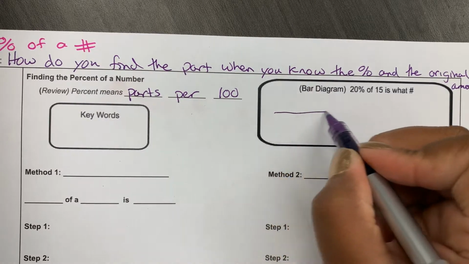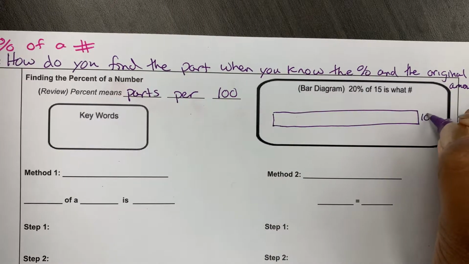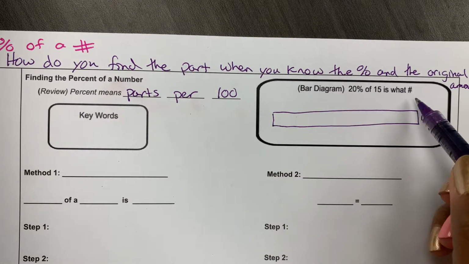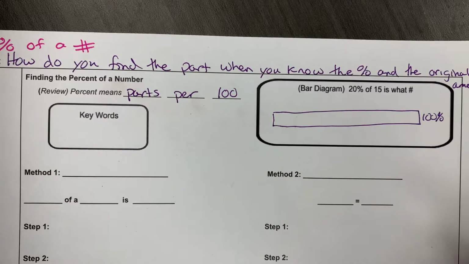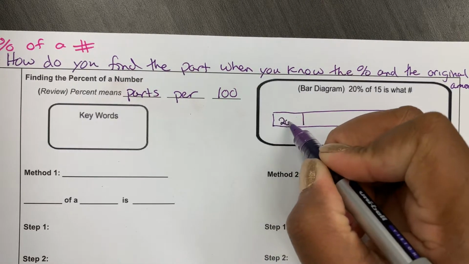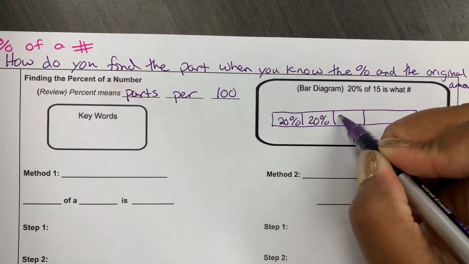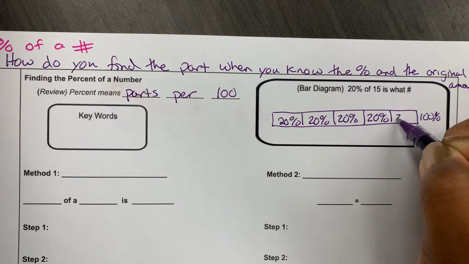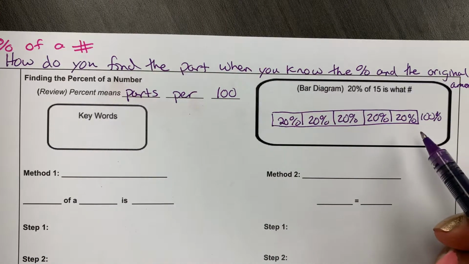So this time, I'm going to draw my bar diagram so again, I can visualize it. And 100% is the whole bar diagram. But I want to break it up into 20% chunks. And I know what you're thinking: that'd be 5 chunks. That's right. Because this would represent 20%, and then another 20%, giving me 40, another 20%, giving me 60, another 20%, 80, and then the final 20%, 100. So you can see I broke it up into 5 sections.